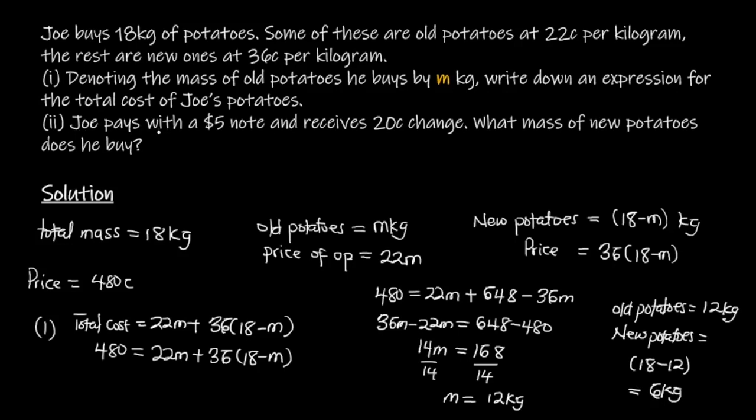Joe pays with $5 note and receives 20 cents. What mass of the new potatoes does he buy? Okay, so we can already see that after calculating our mass of old potatoes and subtracting that from the total mass that we have, which is 18, we've obtained the mass of the new potato, that is equal to 6 kilograms. So this becomes our II. The total mass of the new potatoes that he bought is 6 kilograms.